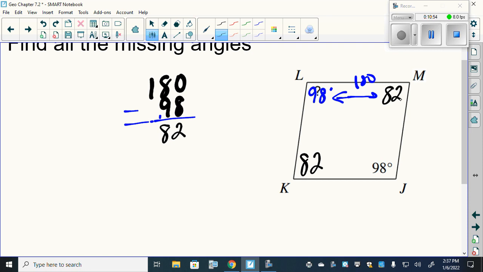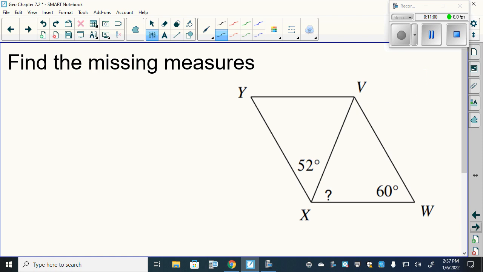Any questions on this here? We feel comfortable with this? Okay. We'll move on to this one here. This one here is a little bit different, but not by a whole lot. What is the measure of angle Y?